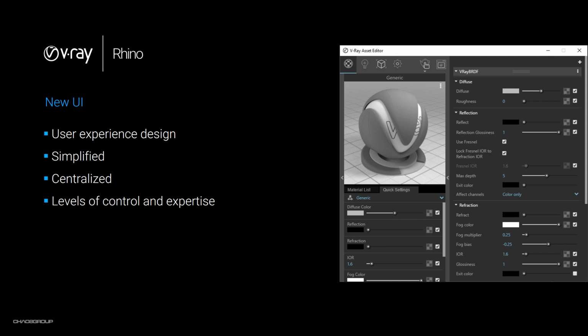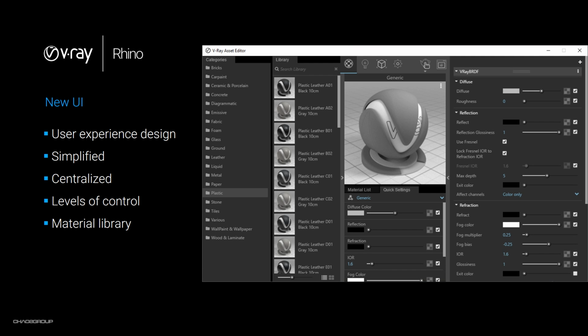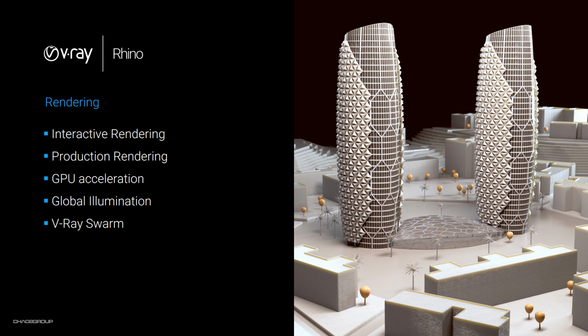Here are available all V-Ray parameters based on level of control and expertise, and it contains everything you need to create your beautiful-looking renders. You have a built-in material library with more than 500 materials in it, fully customizable for your needs. Based on the V-Ray 3 App SDK Core, you can use different types of rendering engines: interactive, production, GPU accelerated, different GI engines, and V-Ray Swarm, the simple and scalable distributed rendering system, which I'll demonstrate to you in Rhino in just a couple of minutes.